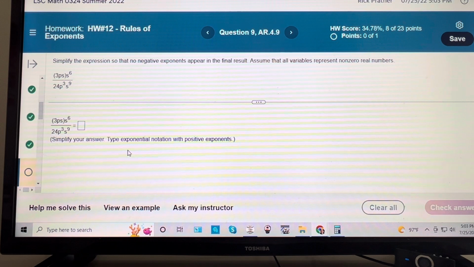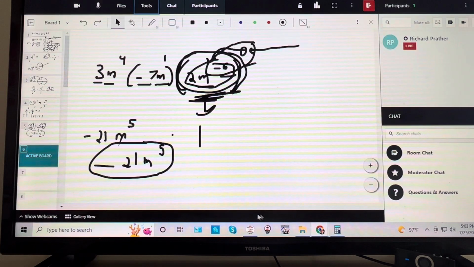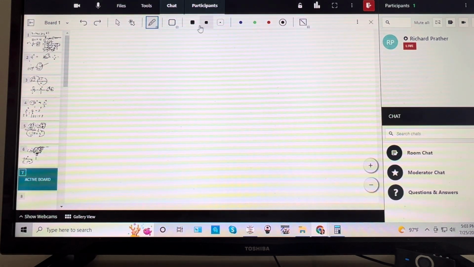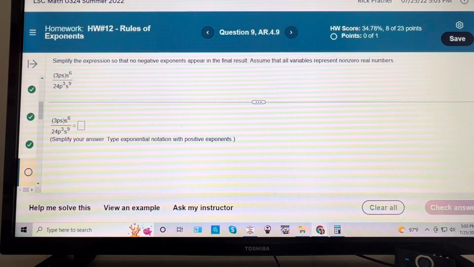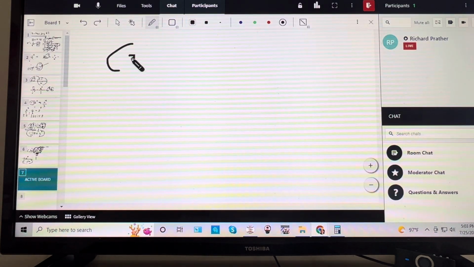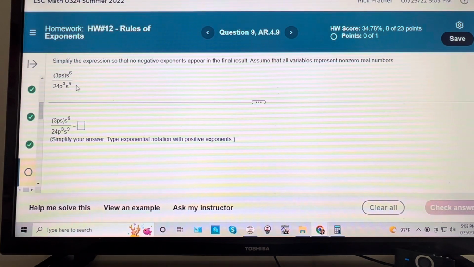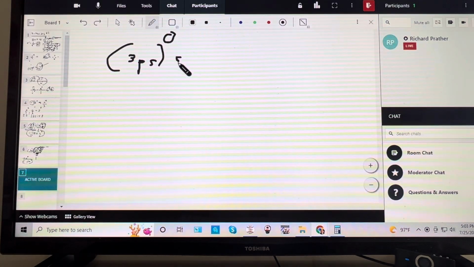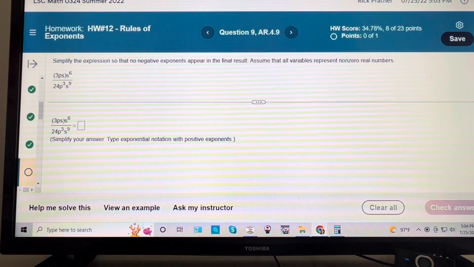Okay, now we're going to be doing the dividing rule. 3ps in parentheses but no exponent, s to the 6th, over 24 p to the third s to the ninth. And when it's over, that really means divided by. If there was an exponent right here, then it would go to all three of these things. But it's blank, it's just a 1, so then it doesn't really matter. And then there's an s to the 6th. The bottom is 24 p to the third s to the 9th.